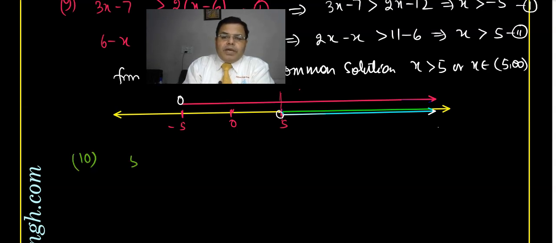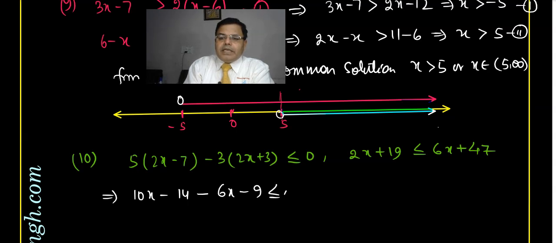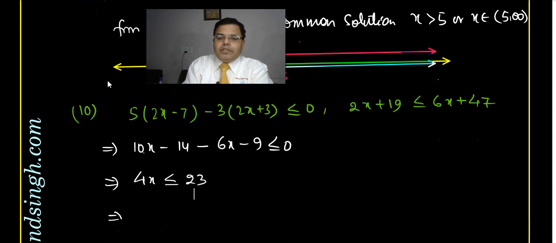Question number 10. 5 times (2x minus 7) minus 3 times (2x plus 3) is less than 0. And the second one is 2x plus 19 is less than 6x plus 47. So you can do that. This implies 10x minus 14 minus 6x minus 9 is less than 0. 10x minus 6x is 4x, and 14 plus 9 is 23, and it will come to this side as 23. So x is less than 23 by 4, right?